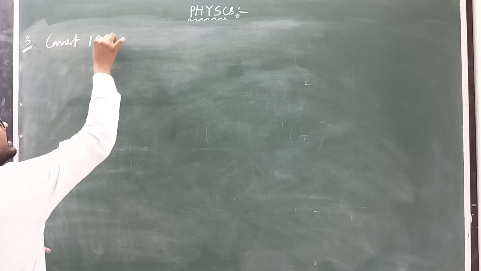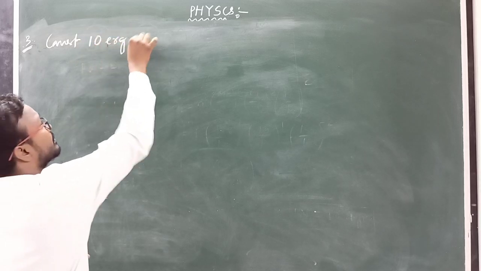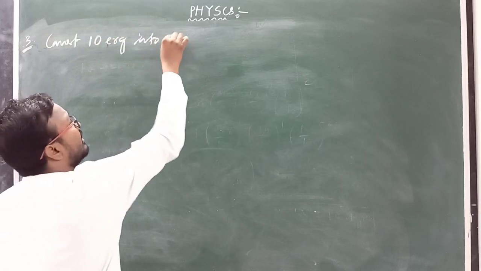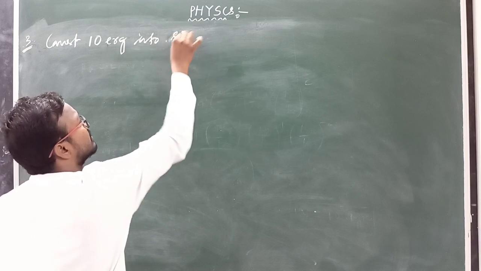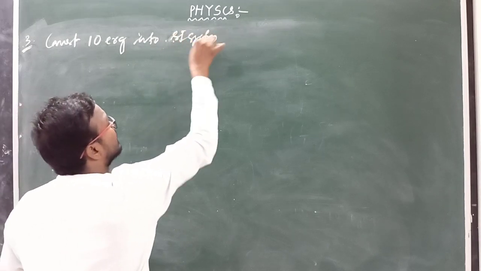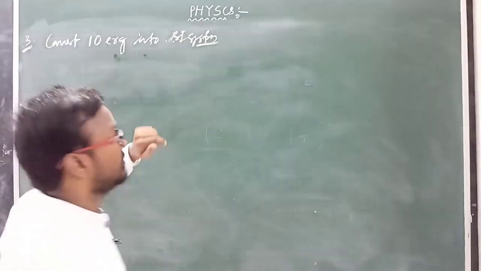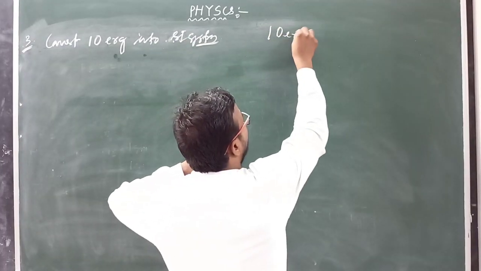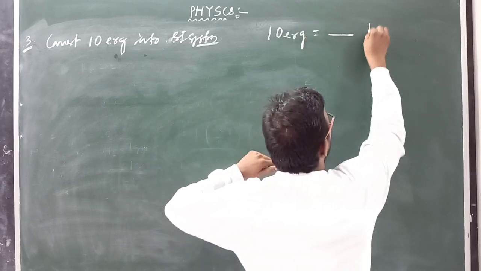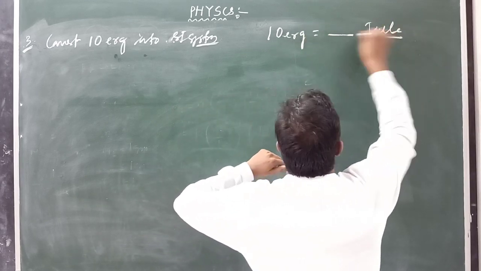Convert 10 erg into MK system or SI system. Question: convert 10 erg into SI system. That means we have to convert 10 erg into joule, because in SI system the unit of work which is equal to joule.